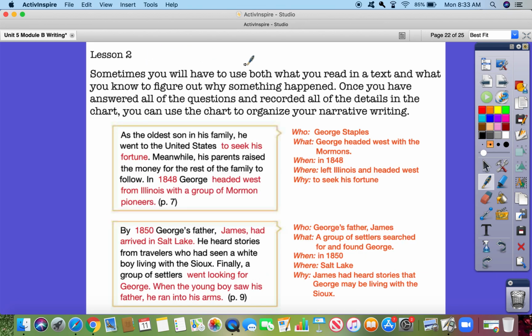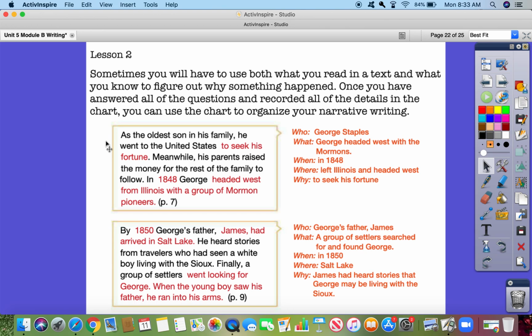So sometimes you will have to use both what you read in a text and what you know to figure out why something happened. Once you have answered all of the questions and recorded all of the details in the chart, you can use the chart to organize your narrative writing.